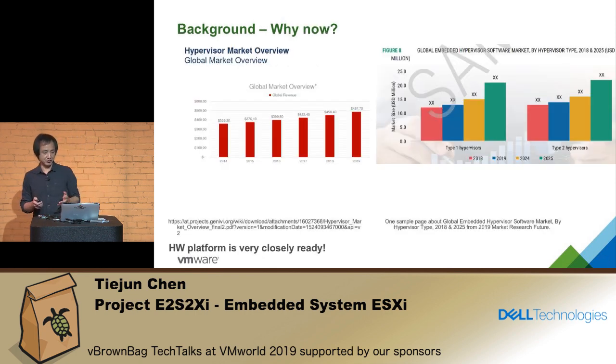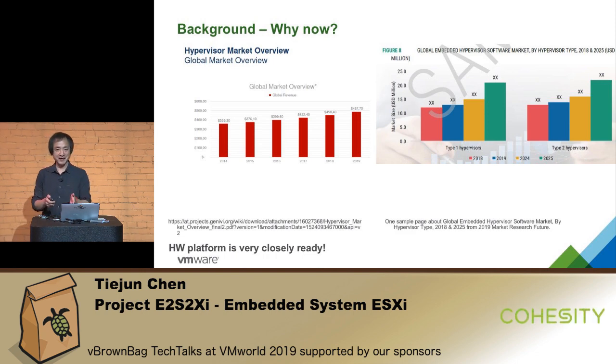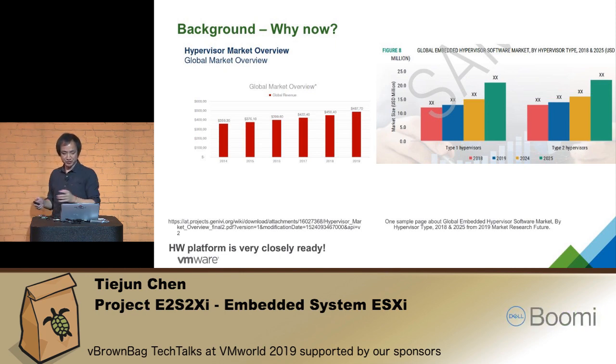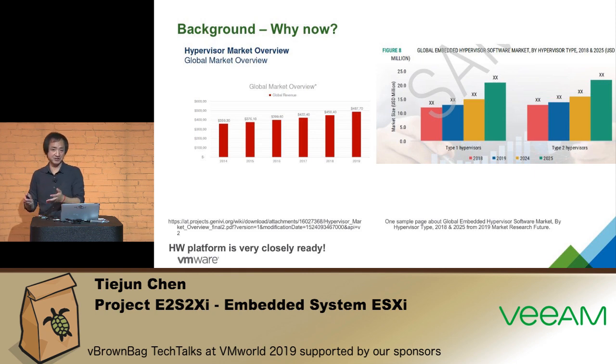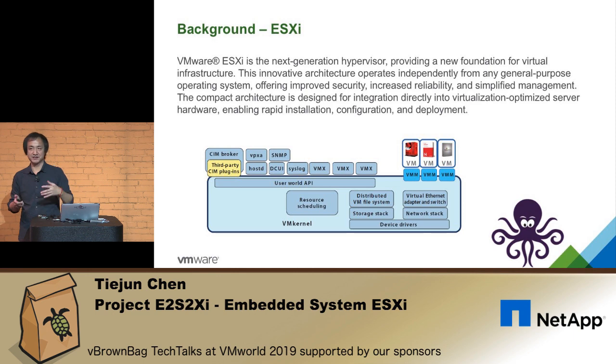Also, there's a market right there. On the right side, there's a picture picked from a report on the global embedded hypervisor software market. It's a sample page because this report is not free, but it still gives a rough number. By the end of 2025, around 22 or 23 million dollars in this market for embedded system hypervisors. So we can enable virtualization, because as I talked about, the embedded system CPU processors can support that. We have the market, we have the benefit right there. So I think VMware should be there.